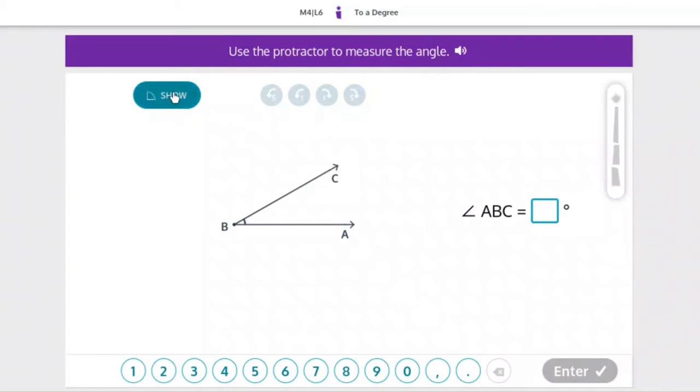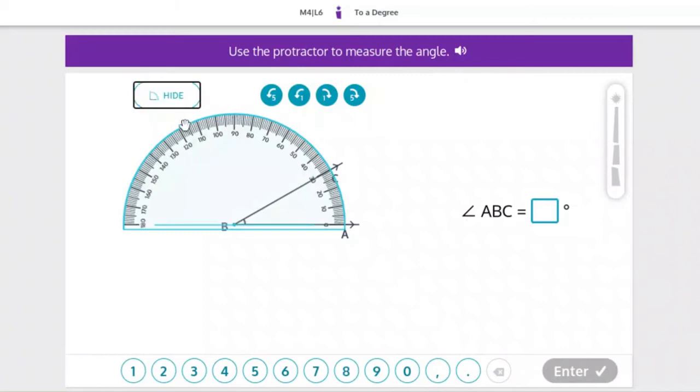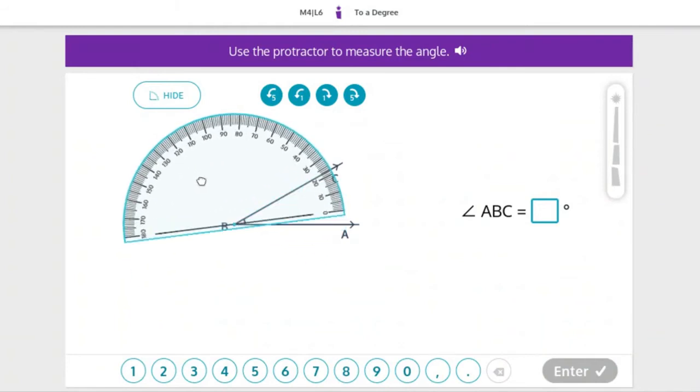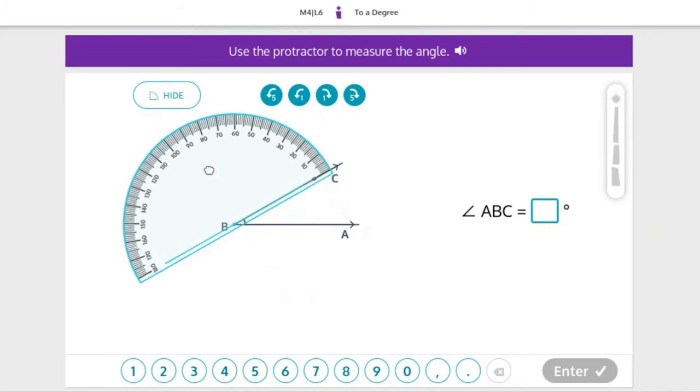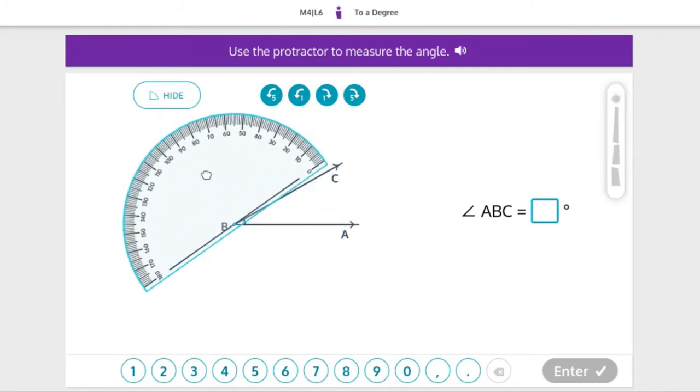Just so we know, on Zern, to get the protractor, we click show. You have to click show and hide, and that'll bring the protractor up. When you are measuring angles, notice they already have it set for you. You don't have to move it anywhere. You just rotate it. You need to set it.